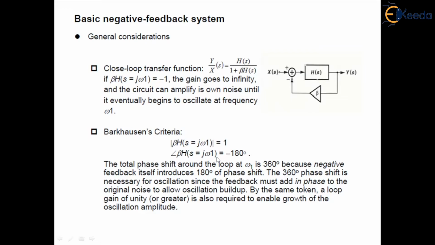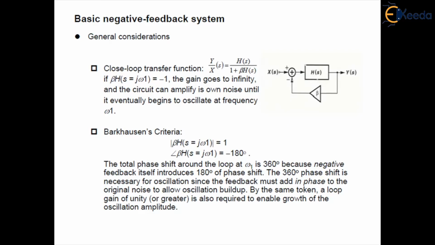this particular equation is the total phase shift around the loop at omega 1 is equal to minus 180 degree, but we can see that the total phase shift around the loop at omega 1 is 360 degree. How is it possible? Because the negative feedback itself introduces 180 degree of phase shift. So we should make sure that the feedback must add in phase to the original noise to allow oscillation build up. And by the same token, we also say that the loop gain of unity is also required.